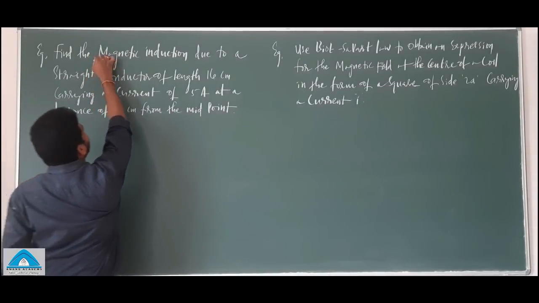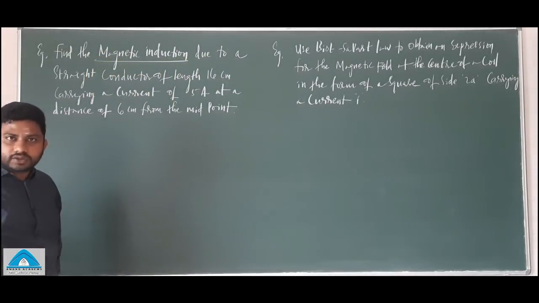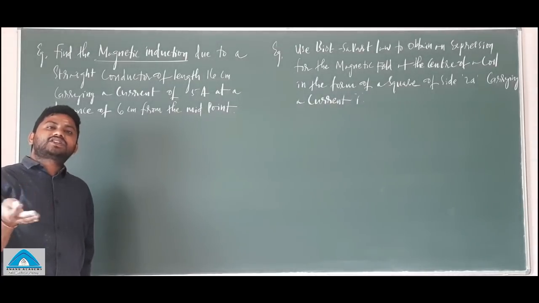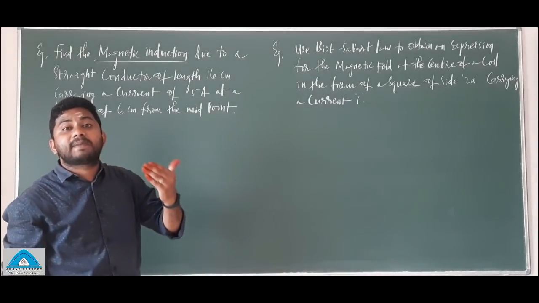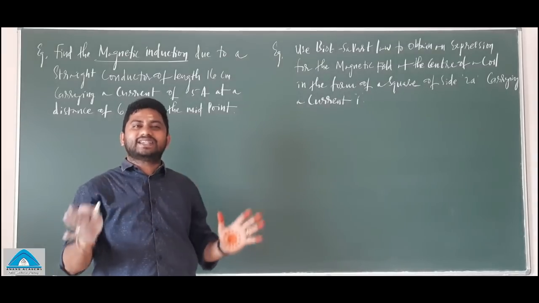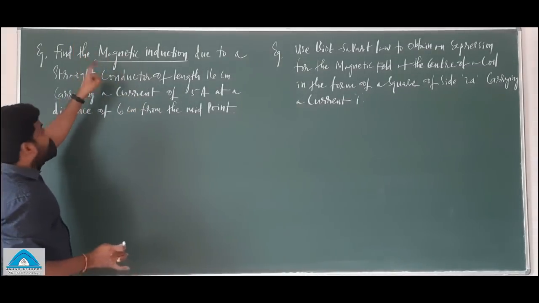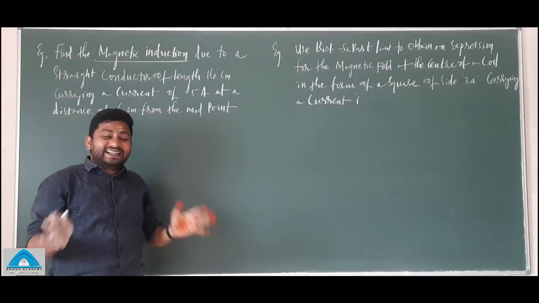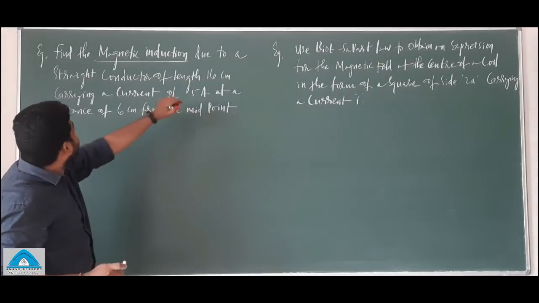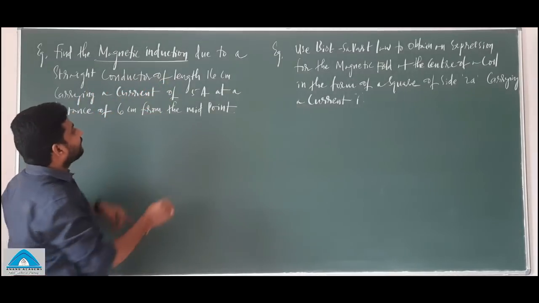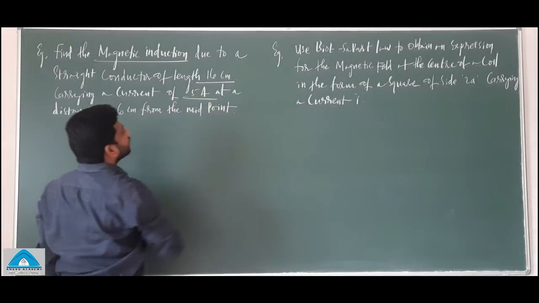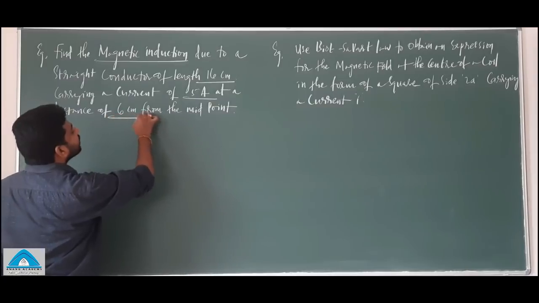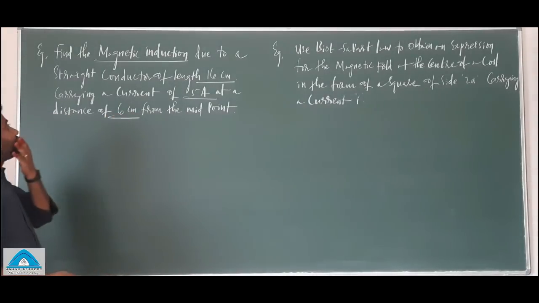Find the magnetic induction. You should not get confused with this term. The magnetic induction is also called magnetic field, or magnetic field strength, or magnetic field intensity. Everything is the same. But electromagnetic induction is different. It is just magnetic induction. Due to a straight conductor of length 16 centimeter carrying a current of 5 ampere, at a distance of 6 centimeters from the midpoint, right? So we need to find the magnetic field due to a straight current carrying wire.